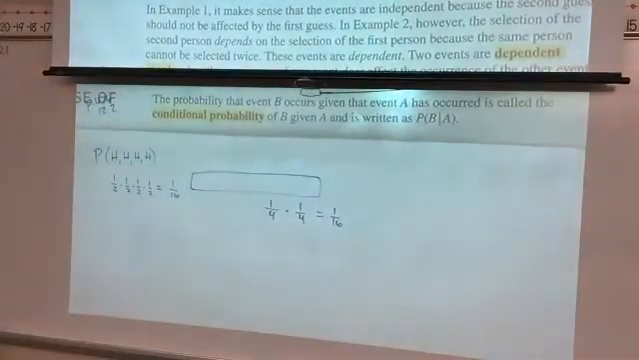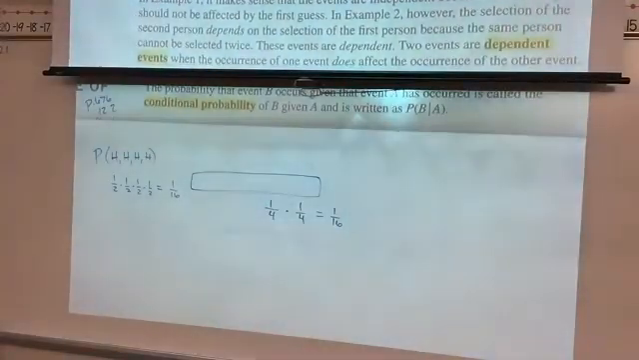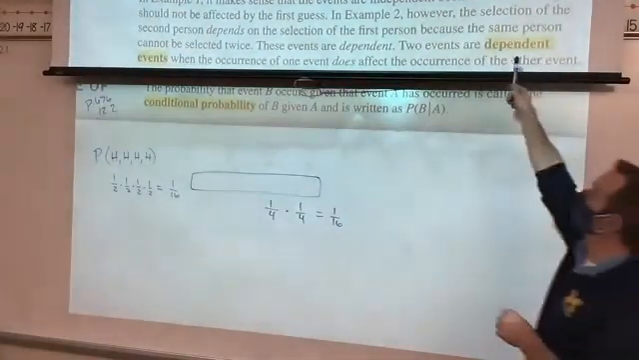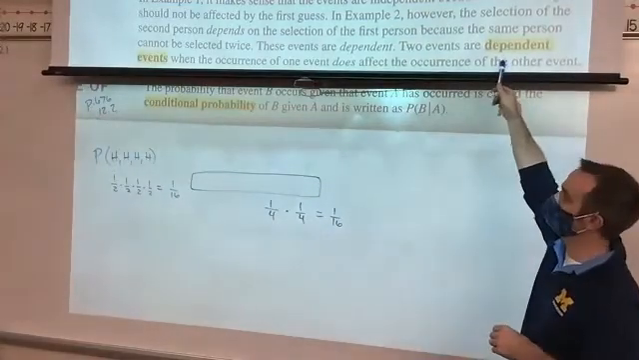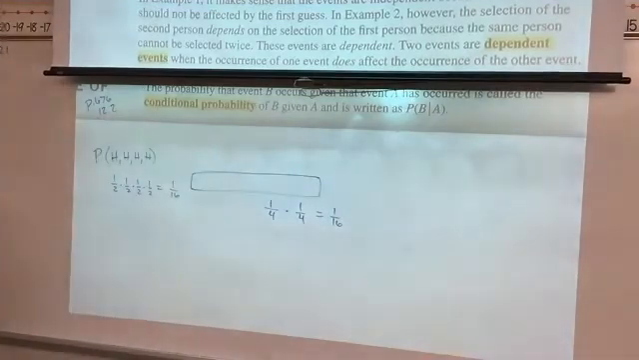Okay, dependent. We've got a couple words here. You don't need to write the whole thing, of course. I would write the last sentence here where it has dependent events on it. And you might want to write the one that's down below as well. I'll give you a minute to copy and then we'll talk about it.